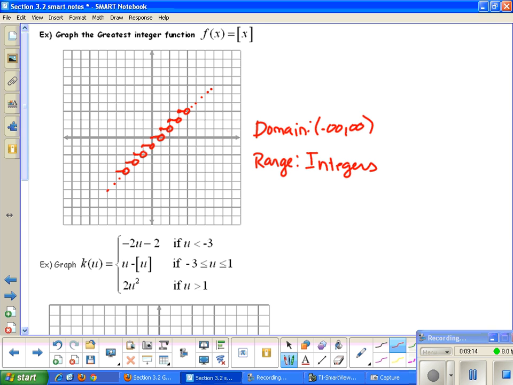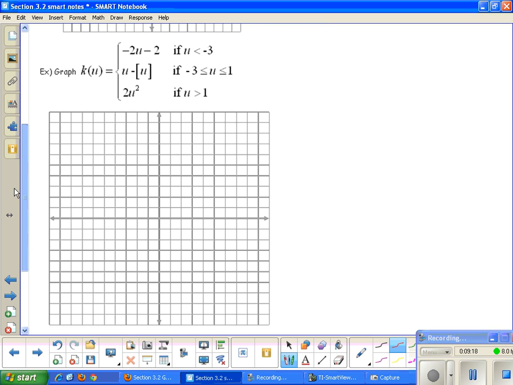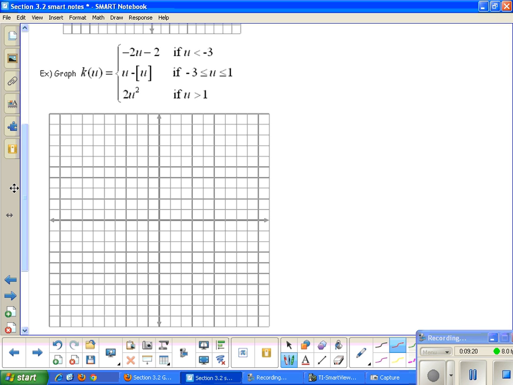And we've talked about that before. So let's go ahead and do this last graph, which is the really complicated one. For this last graph, notice that our first restriction is -2u minus 2 if u is less than -3. So we're going to graph this one first.